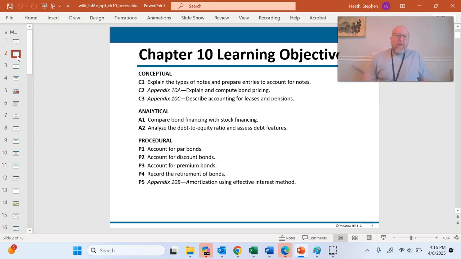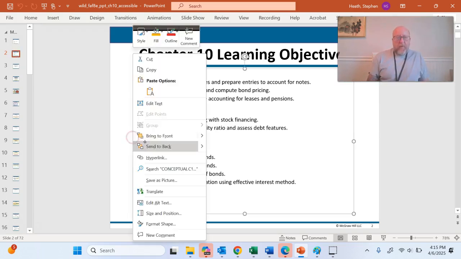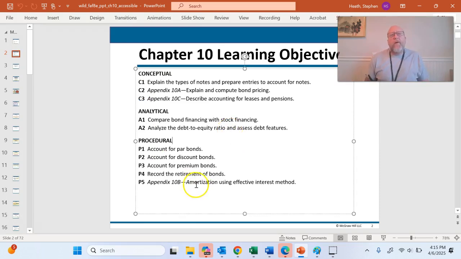In my mind, procedurally, we are going to cover first account for par of bonds. So let me back up. A bond is like a loan from a bank. Instead of borrowing $100,000 from one bank, a bond is borrowing $1,000 from 100 different individuals. Okay. So it's still like borrowing. However, it's borrowing from multiple individuals.